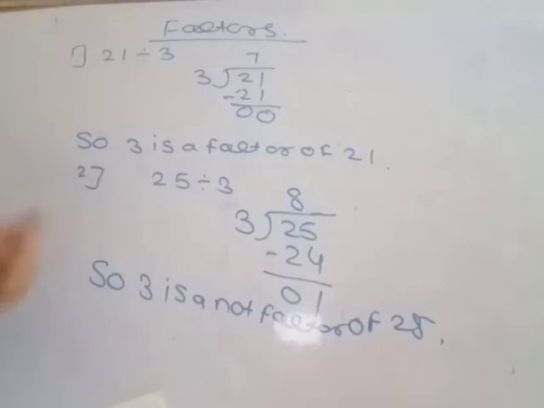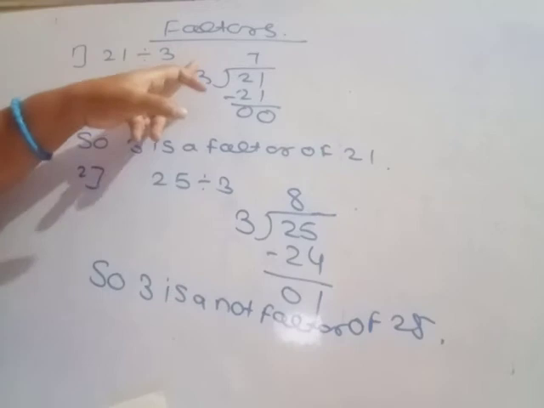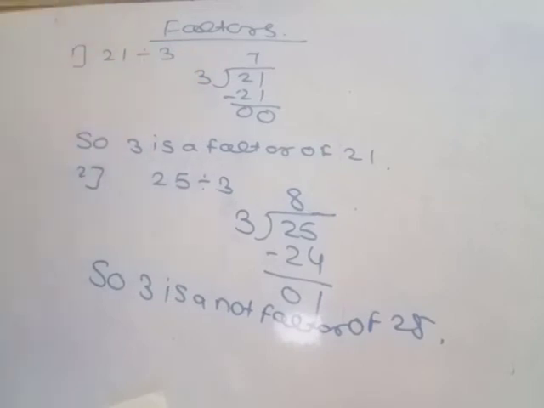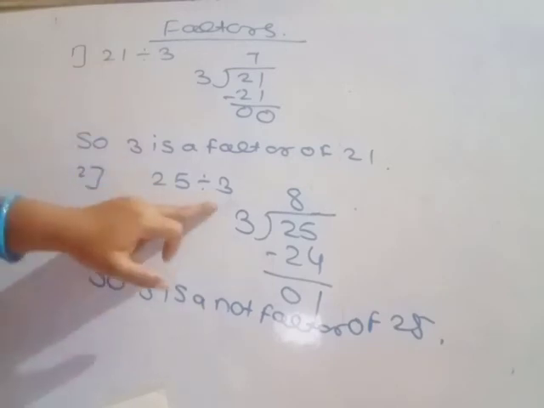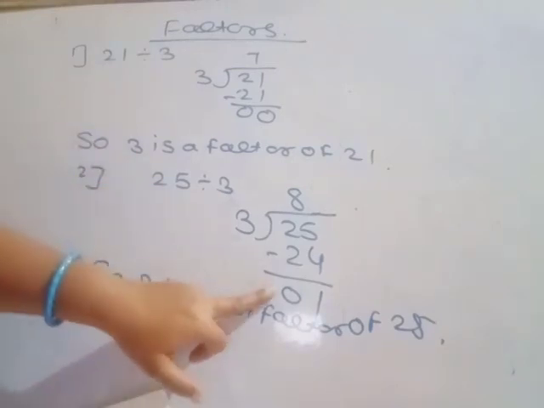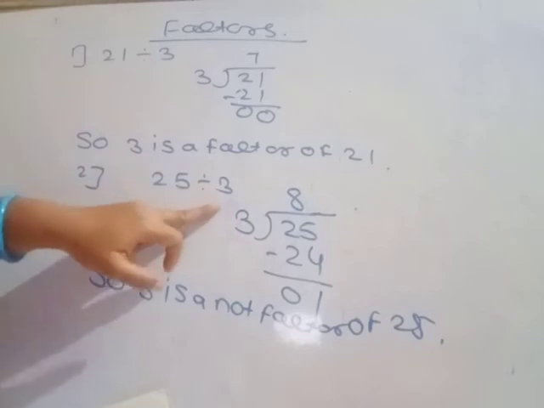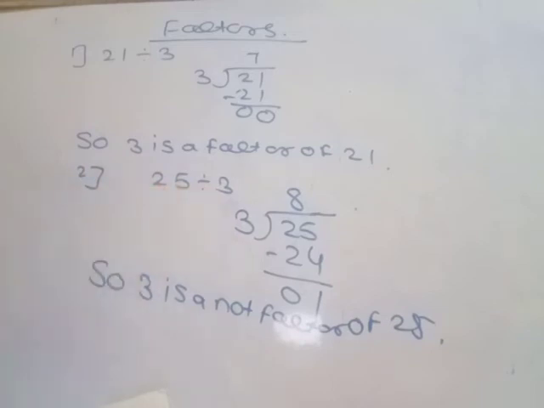When one number divides another number exactly, the first number is called a factor of the second number. Here 3 is a factor of 21, because it divides exactly. Here it does not divide exactly, 1 is the remainder, therefore 3 is not a factor of 25.